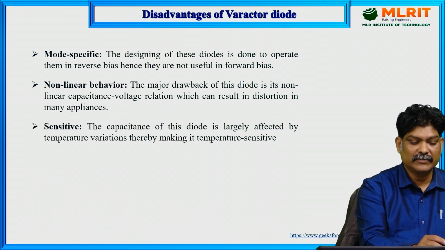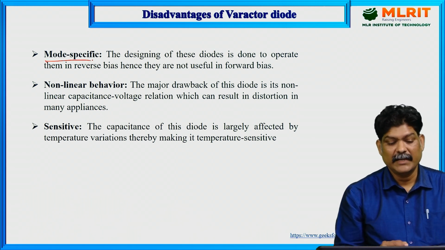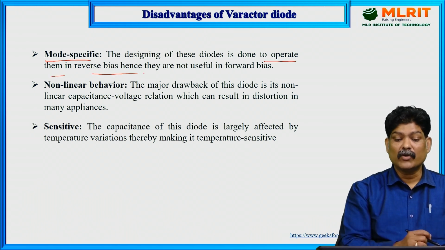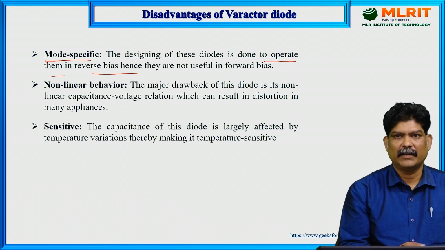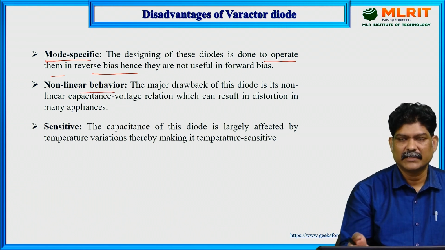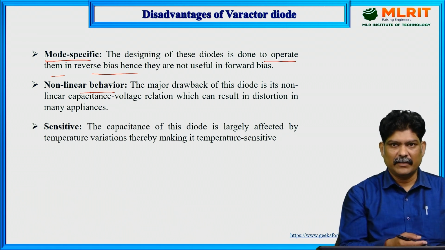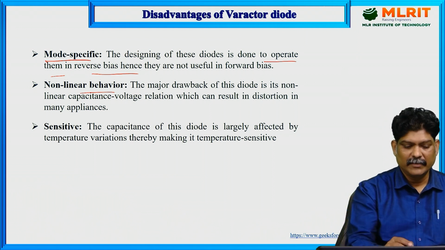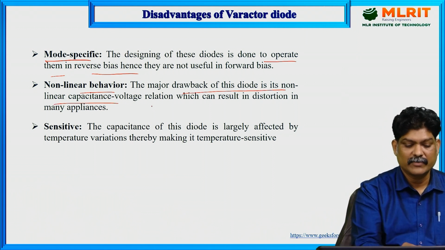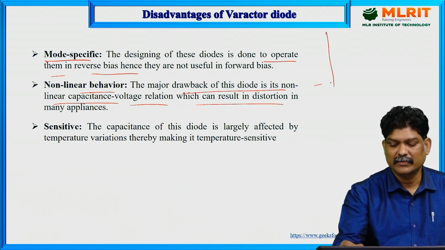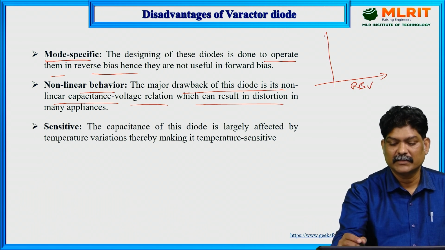So what are the disadvantages of Varactor diodes? These diodes are designed to operate in reverse bias, hence they are not useful for forward bias. So that is one disadvantage. Non-linear behavior: if you observe the characteristics of a Varactor diode we just saw, there is an exponential decay in the capacitance. So it is non-linear. The major drawback of this diode is a non-linear capacitance voltage relation, which can result in distortion in many applications. If the reverse bias voltage increases, the capacitance decreases like this.